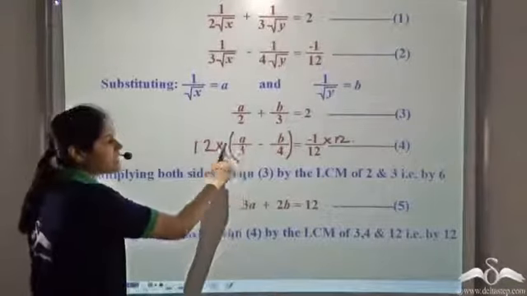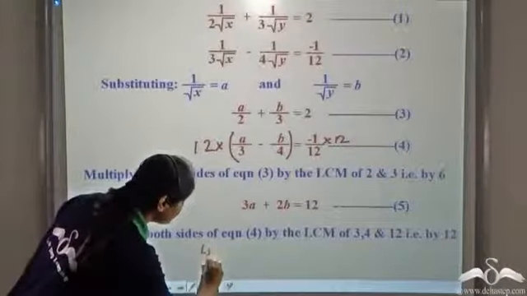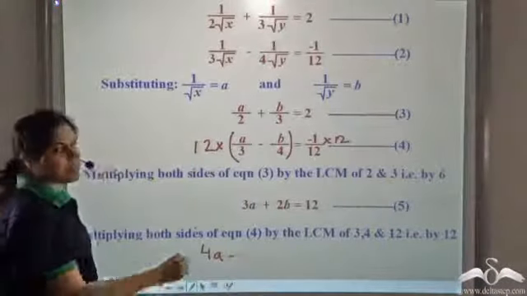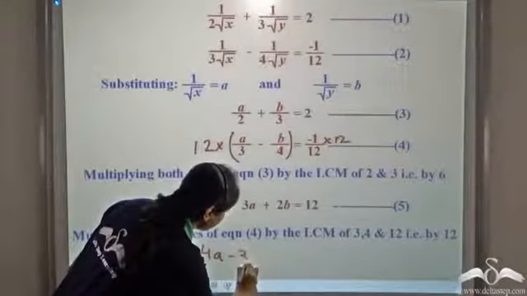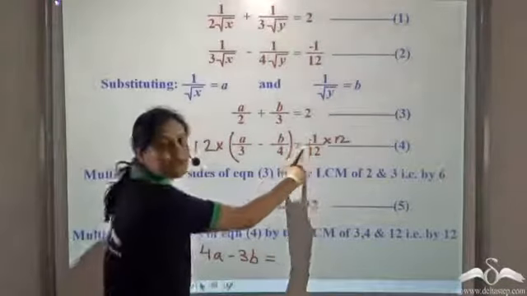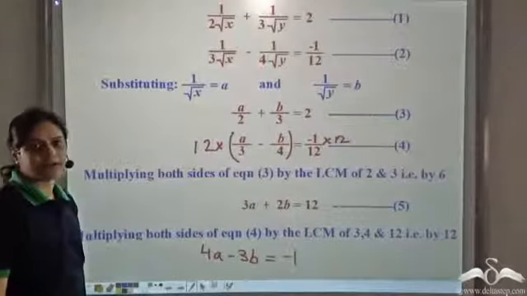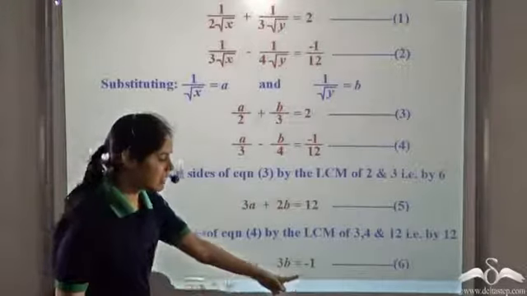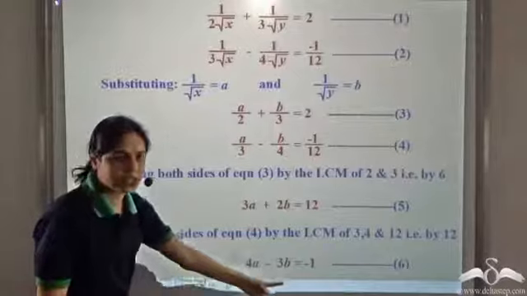So, a by 3 into 12 gives us 4a. Then we have a minus sign. b by 4 into 12 gives us 3b, equal to negative 1 by 12 into 12 gives us negative 1. So this is what we have: 4a minus 3b is equal to negative 1. Let us call this equation 6.